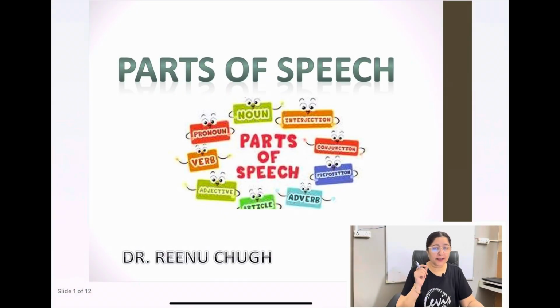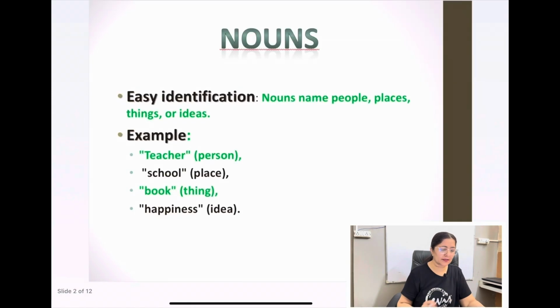Parts of speech are important for sentence construction, and the very first of these is noun. You can remember noun as a naming word which can name a person, place, thing or any idea. For example, a noun could be the name of a person. It could be a common name like teacher, or it could be a particular name like Salman, Sohan, Gurdeep and so on.